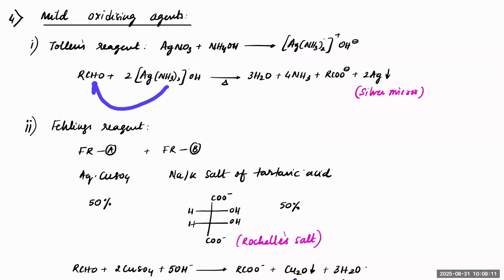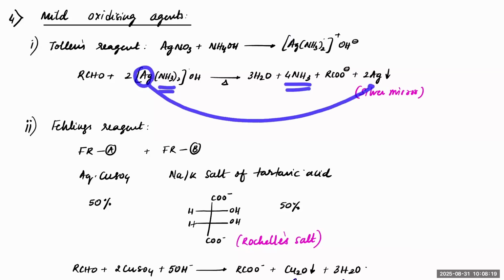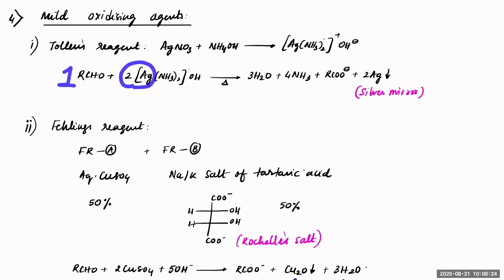When you add it to an aldehyde, that aldehyde will convert into an acidic form, and the ammonia will escape out and silver will get reduced. 1 mole of aldehyde will reduce 2 moles of silver. Remember that point directly. So you will get a silver mirror forming on the walls of the test tube like this. And that is an indication that there is an aldehyde present here.